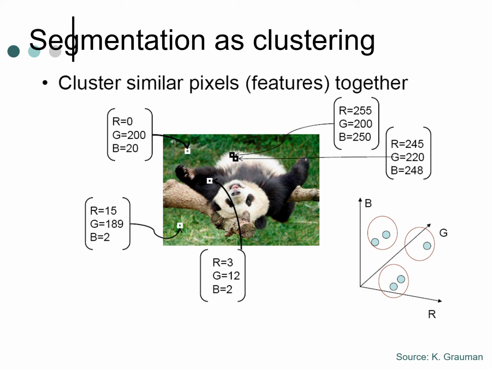We are using segmentation as clustering. For example, we are clustering only the similar pixels or features together. Here we are merging RGB pixels together, based on the amount of R, G and B components present over here. Since the background is more grassy, we have more of the green component when compared to R and B.